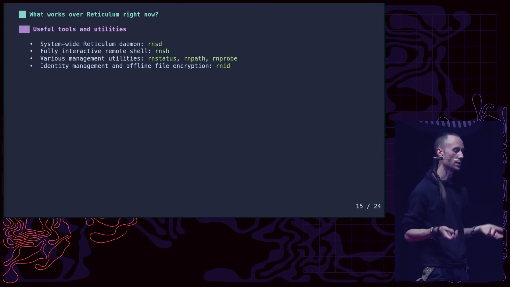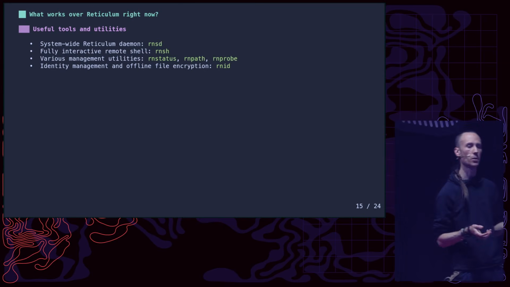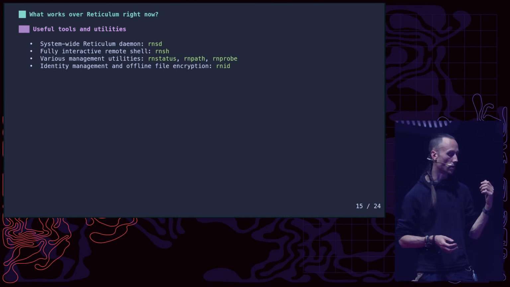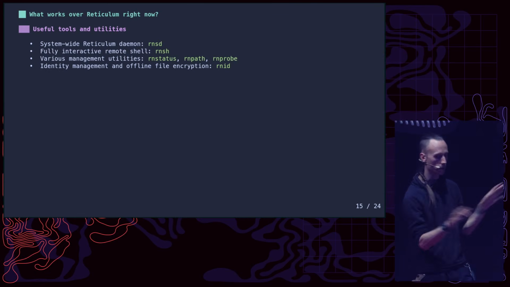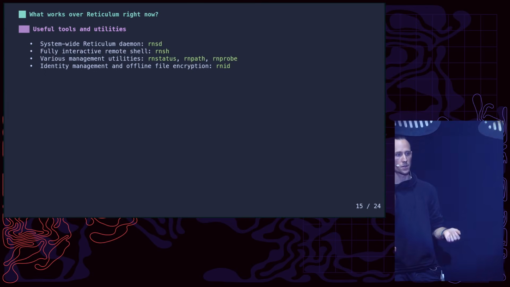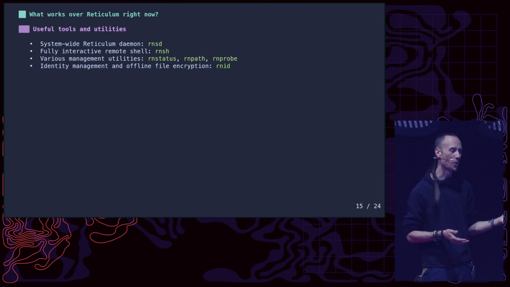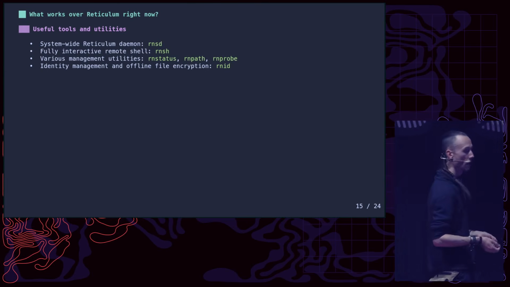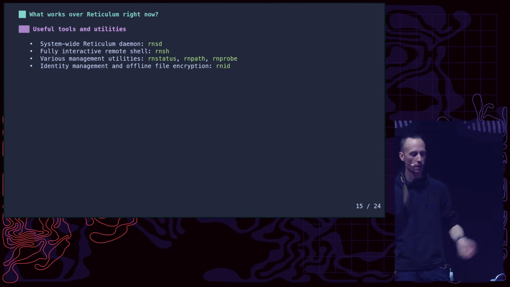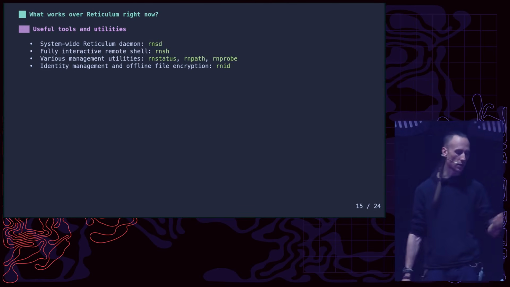So do we have anything now that's actually useful? This is still early days, but we do have quite a few utilities that work exceedingly well over Reticulum right now. Of course, we have a system-wide routing daemon called RNSD, which handles all of the routing and interface configuration and handling, all of that stuff. We have a fully interactive shell, similar to SSH, but this will work over very slow connections as well, reliably, and is fully interactive. We have basic management utilities, similar to ipconfig and iproute and ping.